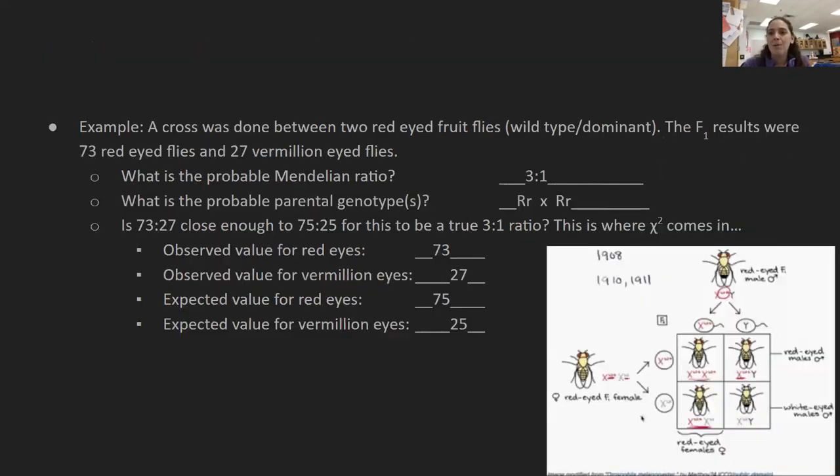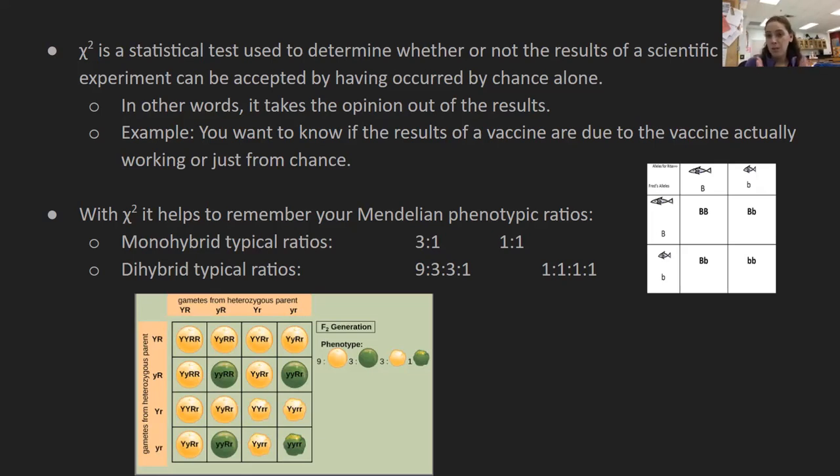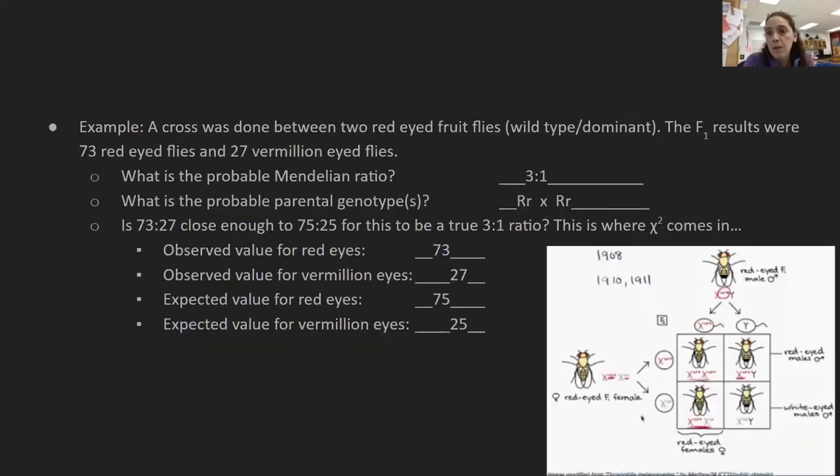So here's an example using some fruit flies. We had 2 flies that were both red eyes, were crossed, and their children, now flies have way more than 4 children, have 73 that have red eyes and 27 that have vermilion or a white eye, a pale eye. So our probable Mendelian ratio, we've got a big difference, right? They're not close to being 1-to-1 or equal. So we can say 3-to-1 with the probable parent genotypes of being heterozygous.